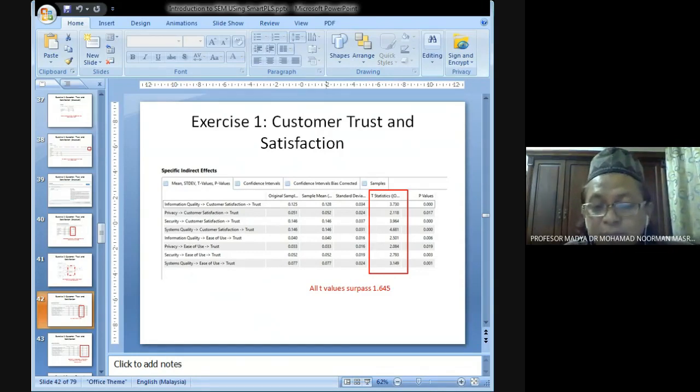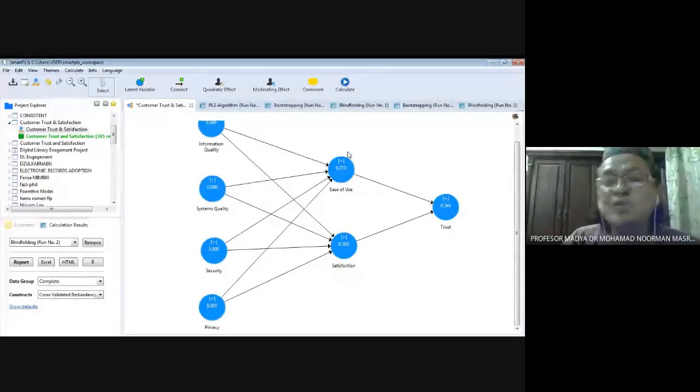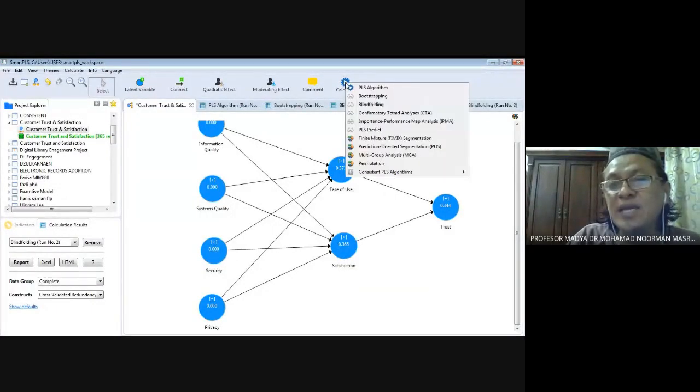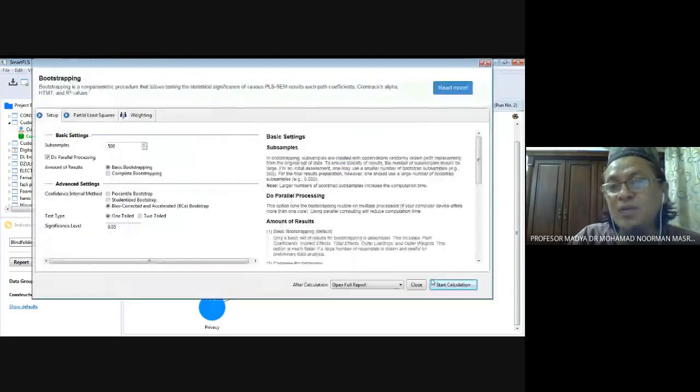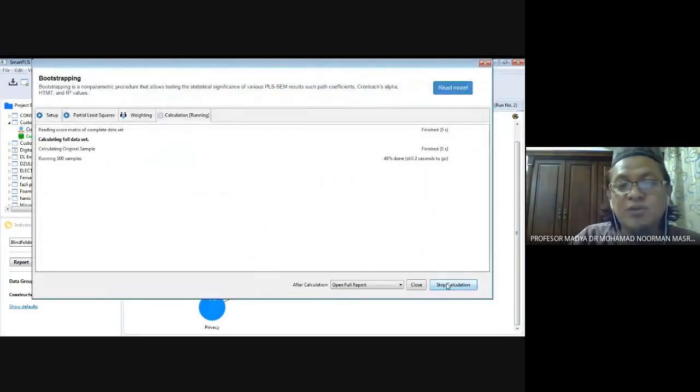Okay, hang on, I will change the slide into SmartPLS. All right, so you run again. So ease of use and customer satisfaction. We want to know whether these two are truly mediators. You just click calculate, and then you click on bootstrapping. You run as usual, as how you run for the structural model.